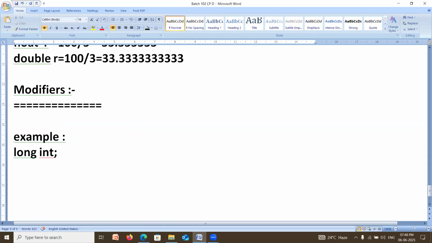I want to decrease the size of integer. Then I can use short integer. Short integer means it will decrease the size of integer from 4 bytes to 1 byte. Actually, size of integer is 4 bytes. Long will increase 4 to 10. Short will decrease 4 to 1.